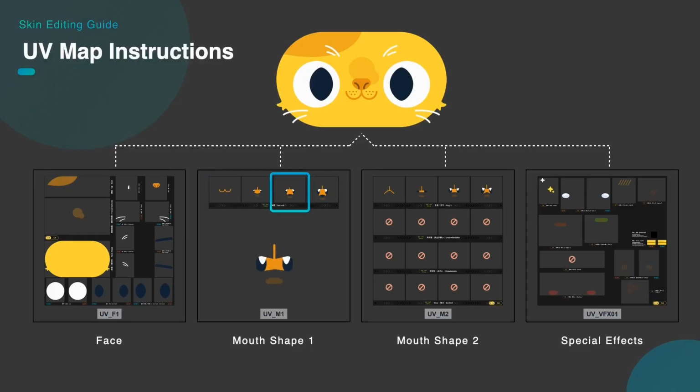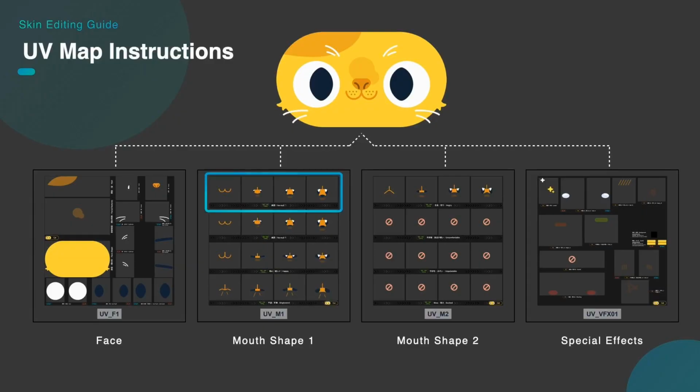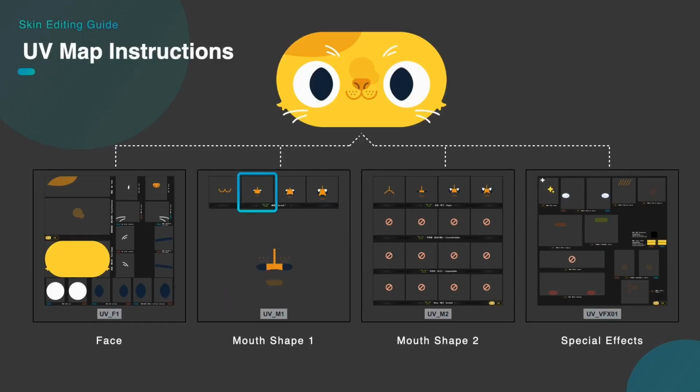Taking the cat as an example, from left to right, the images are the face, mouth shape 1, mouth shape 2, and special effects. The mouth shapes are animated with 4 images from left to right, showing the sequence of opening. Special effects are used to present various expressions of the robot.